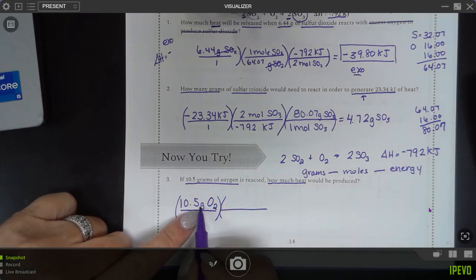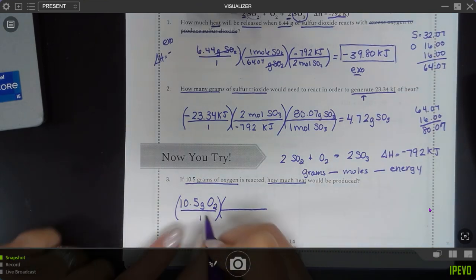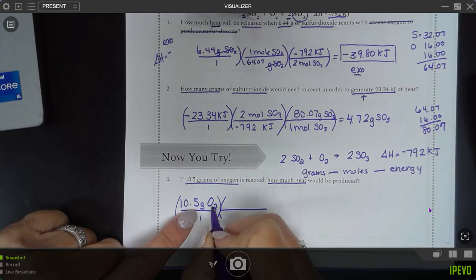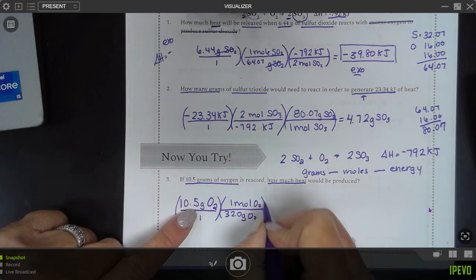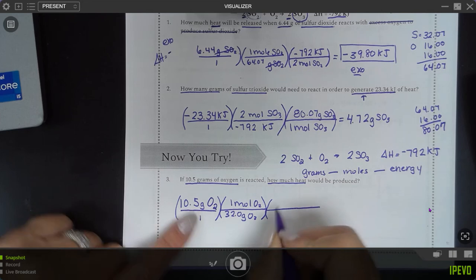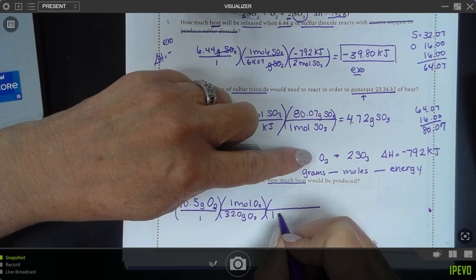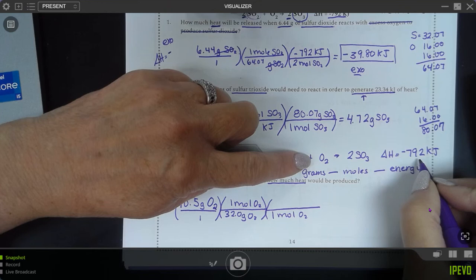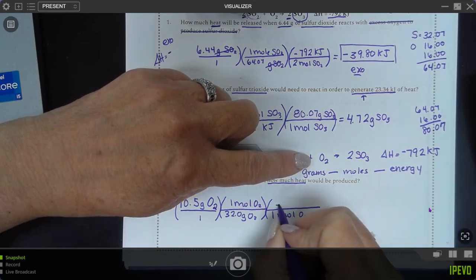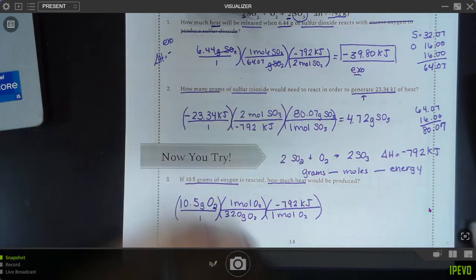All right, so then we're going to go from grams to moles. We know that the molar mass of oxygen is 16. We pretty much all know that now, right? And we have 2 of them, so that's going to be 32 grams of O2 is equal to 1 mole of O2. And then if we look at our balanced chemical equation to get to energy, 1 mole of O2, because there's no coefficient there, for every mole of oxygen reacted, we produce 792 kilojoules of energy.